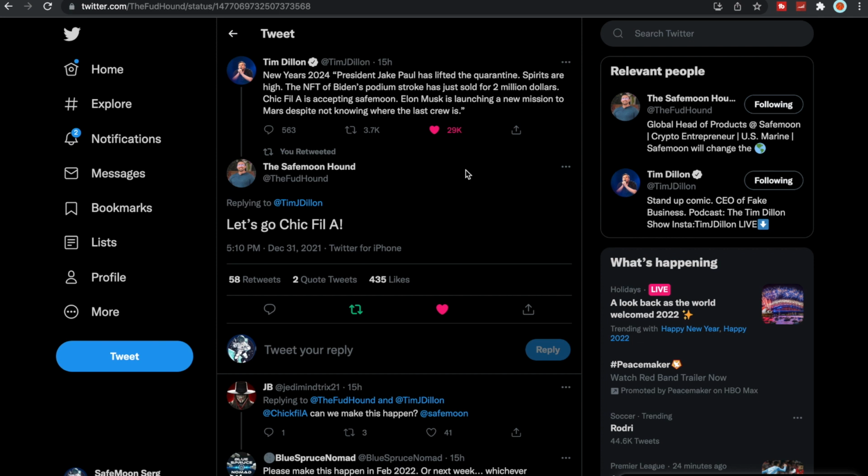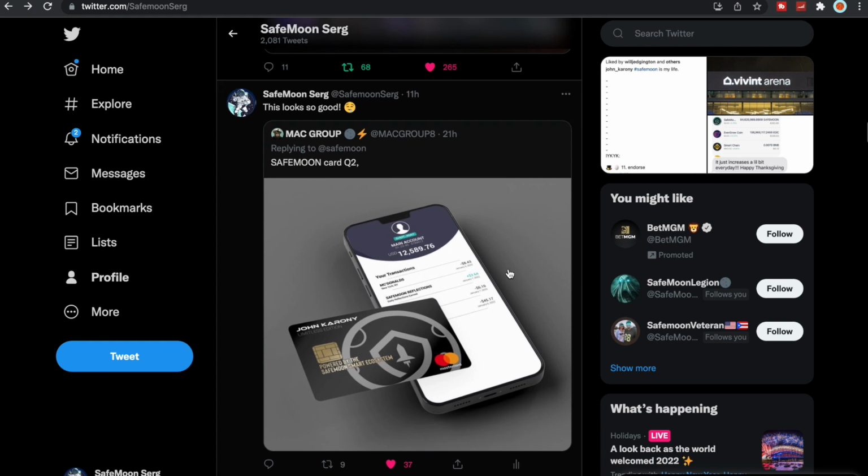Come on, if the Safemoon card would be out, you just swipe that bad boy, or even just tap it, right? Or just scan it from your phone and pay for some Chick-fil-A. I don't see why that's not doable. Here's a cool mock-up of what we could see with the Safemoon card. It would probably be powered by either Visa or MasterCard, which we all know is trying to get into crypto.